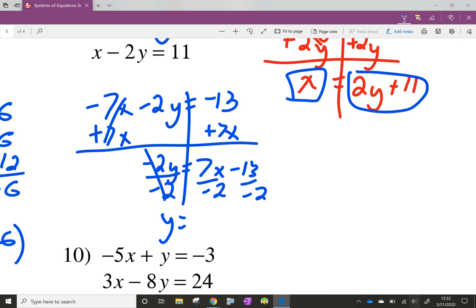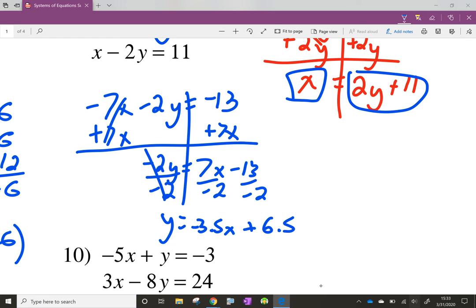Nothing wrong with this, but what do we end up with? We end up with fractions, right? We end up with negative 7 over 2x plus 13 over 2. Or if you put it in decimal form, this would be negative 3.5x plus 6.5. And there's nothing wrong with that. You could use it, but because you're dealing with fractions and decimals, you're making this a lot more difficult of a problem.